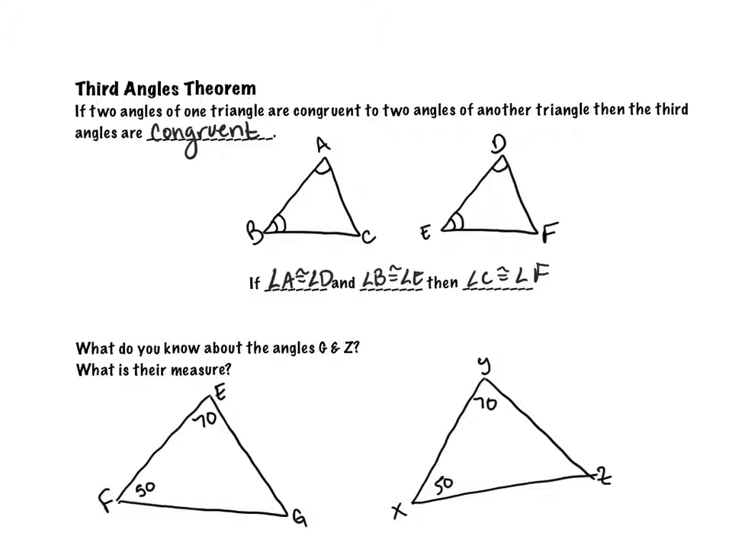So it's just this idea that if I have two angles and I know they're the same in two triangles, the third one has to be the same. Does anybody remember what all the angles in a triangle add up to? 180. Yeah. So that comes up again and again, this idea of 180.